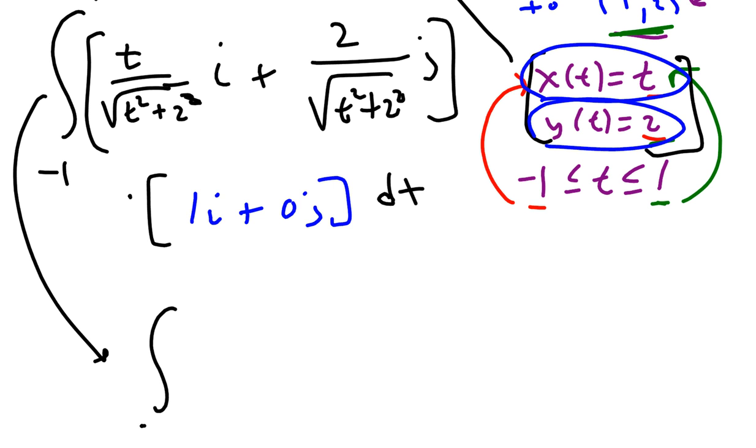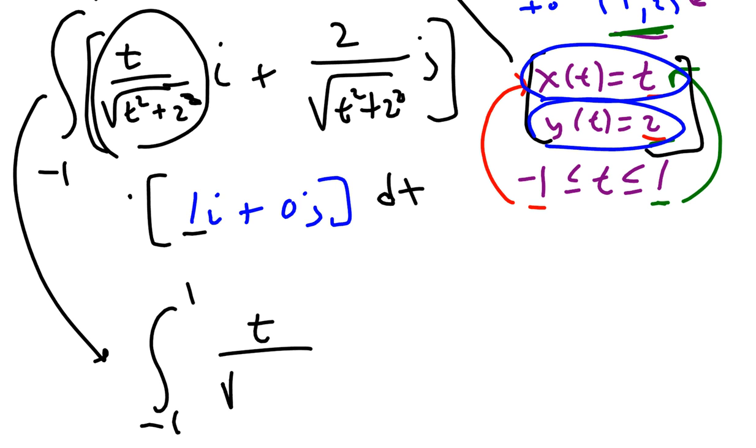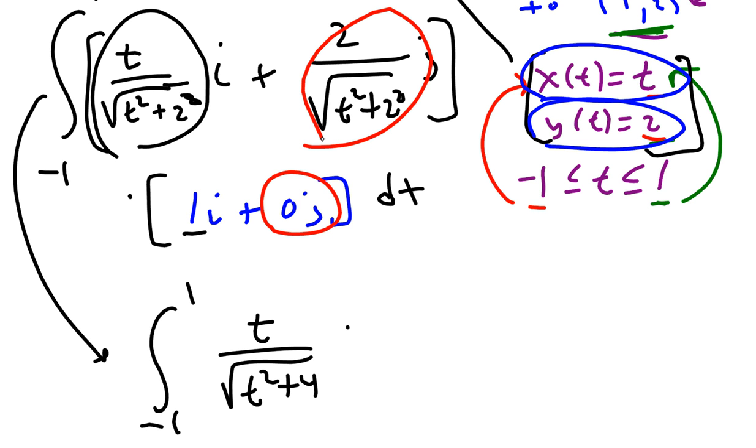So here we go. Integral from -1 to 1. 1 times this whole expression is just that whole expression. So I get t over the square root of t squared plus 4, and then dt. When I multiply 0 and the other component, I get 0, so there's nothing to add to this. So the integral literally reduces to just that.